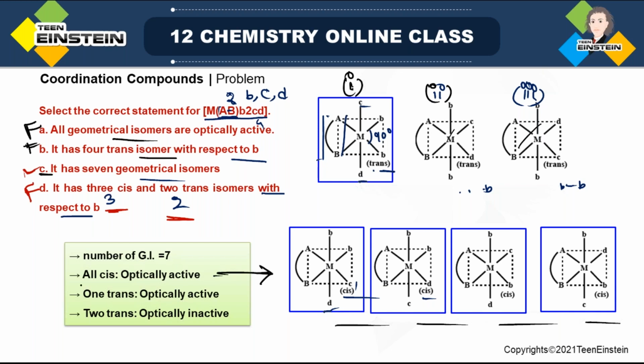So for the third statement, in this box are all the statements mentioned, the main conclusions that you can draw. Out of three trans, only one trans is optically active. Which one? Number one is optically active, but the other two trans are optically inactive. So two and three are optically inactive. Only one is optically active.